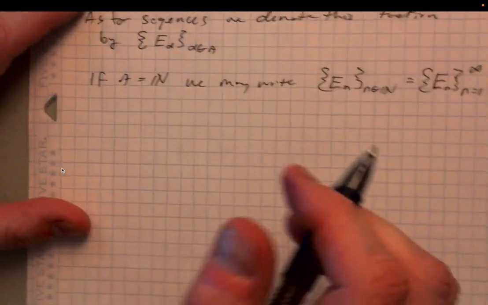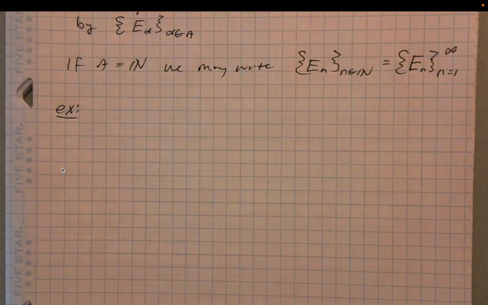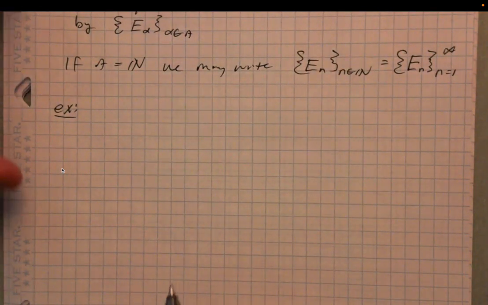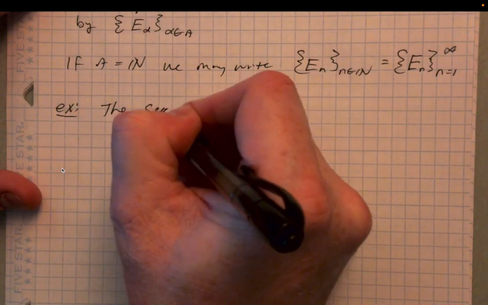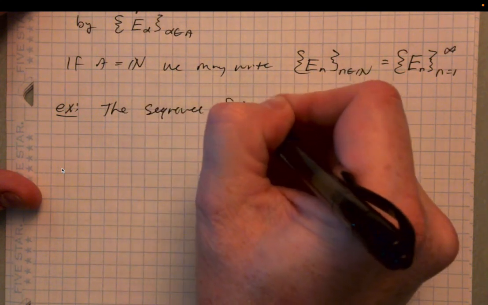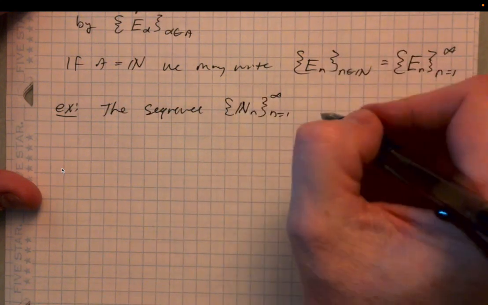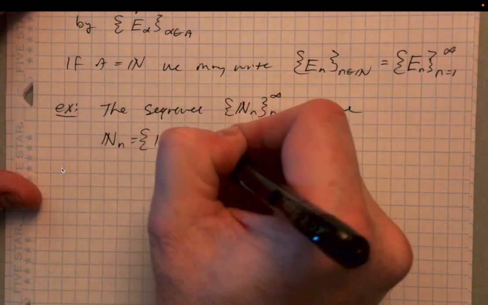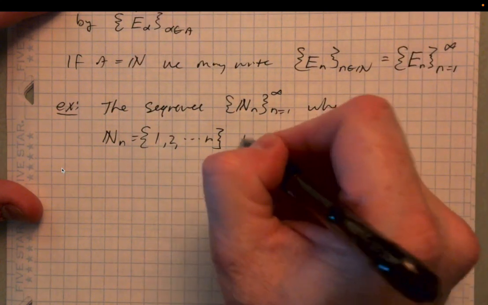Okay, let's see an example here. This can be a little awkward at first, but it's all fairly straightforward actually. It's some of the notation and the description of what these things mean that can be a little bit challenging at first. I recognize that. So let's say the sequence N sub n such that n equals 1 to infinity, where N sub n, remember that, is 1, 2, dot, dot, dot, n. This is going to be a sequence of subsets of the natural numbers.